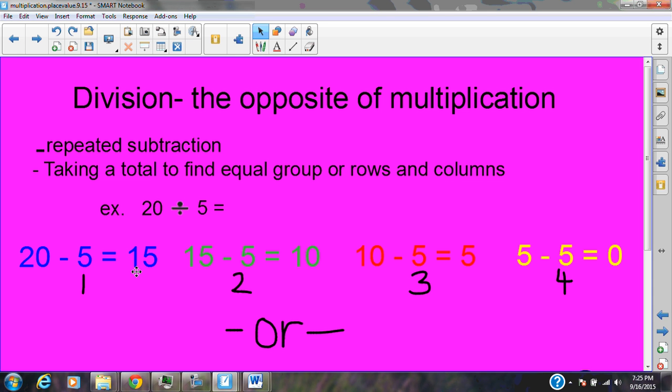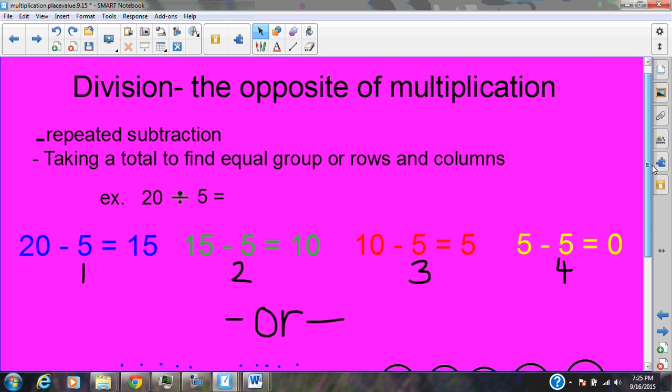How many times did I have to subtract? I counted them. 1, 2, 3, and 4. Repeated subtraction is because I'm subtracting the same number over again until I get to 0, or until I can't subtract 5 anymore. And so right now, I have a total of 4 repeated subtraction number sentences that help me.